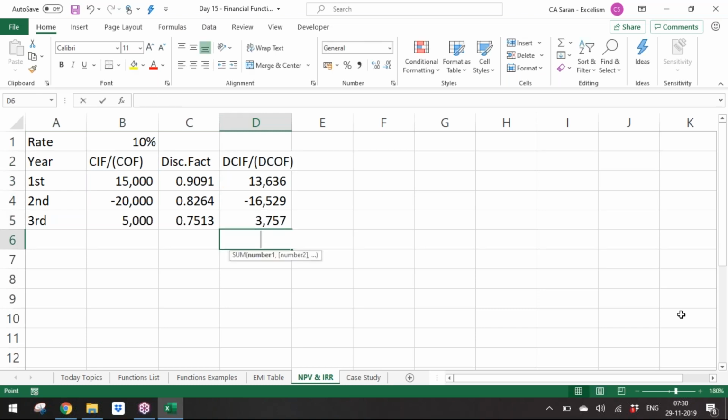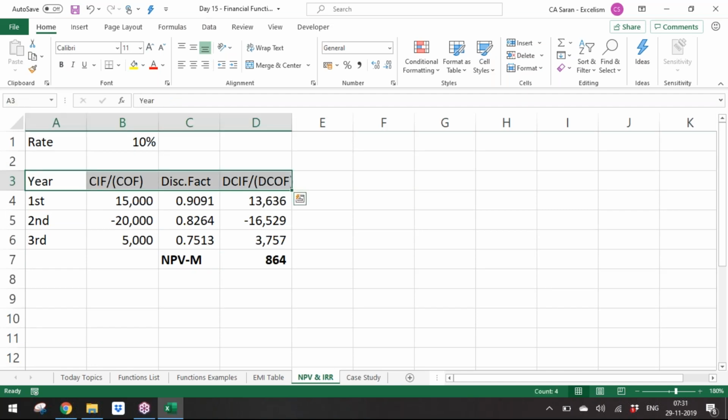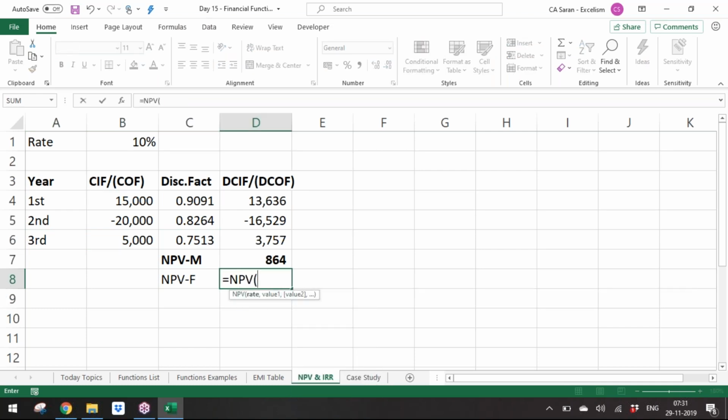So the total of this is nothing but my NPV. This is a manual method I calculated. Not preferable when you know the functions. Just for understanding the concept, I kept this. Now NPV, let's make it with the formula, very simple. Equal to NPV. Now rate is this, comma, value one. Instead of giving this, comma, this, you can take this. Exactly, this is the way we calculate.